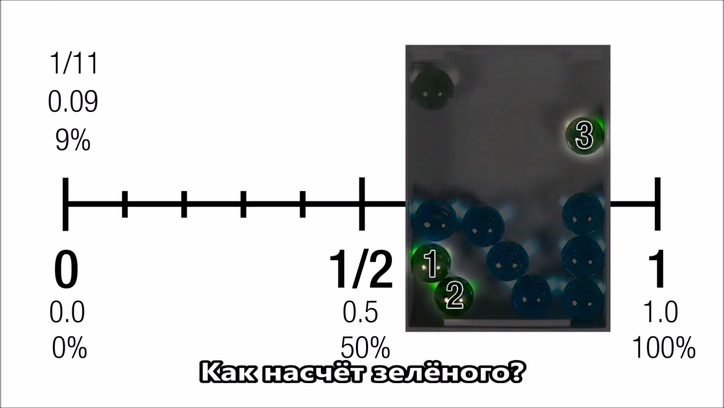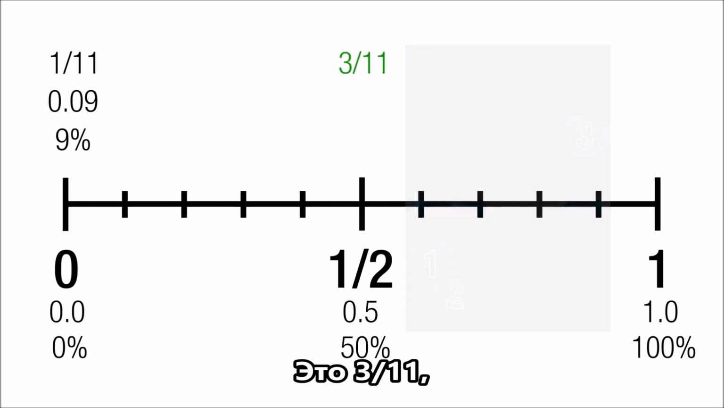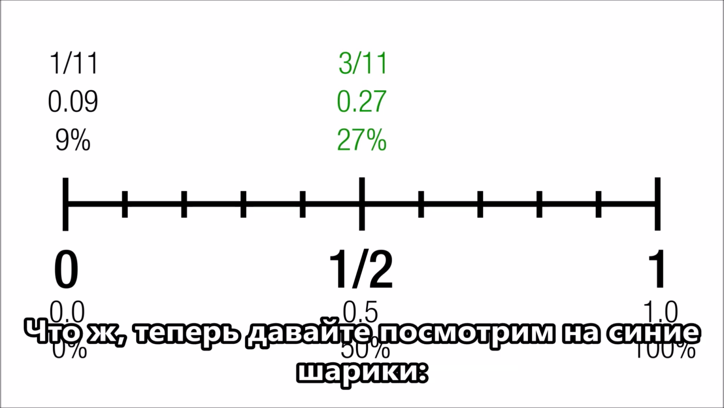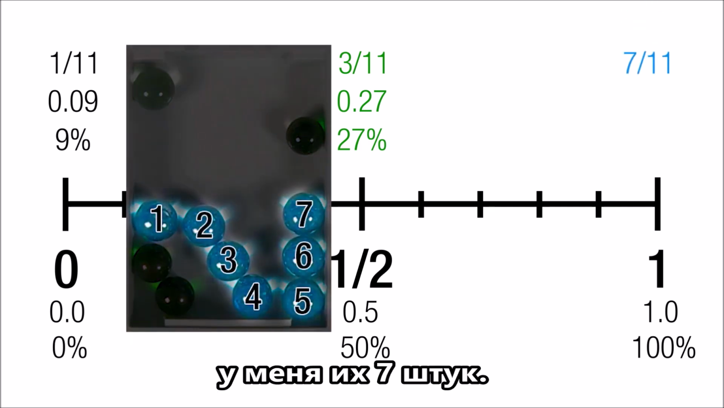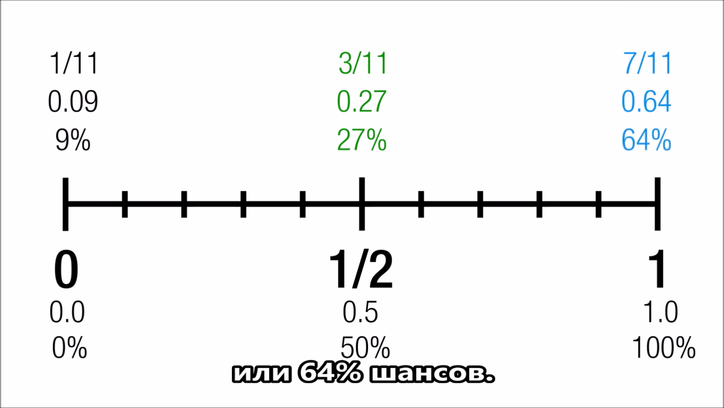What about the green? Well, that's 3 out of 11, or 0.27, or 27% chance. Those are better odds. Well, now let's look at the blue marbles. I have 7 out of 11 for that one. That gives me a 0.64 or a 64% chance.